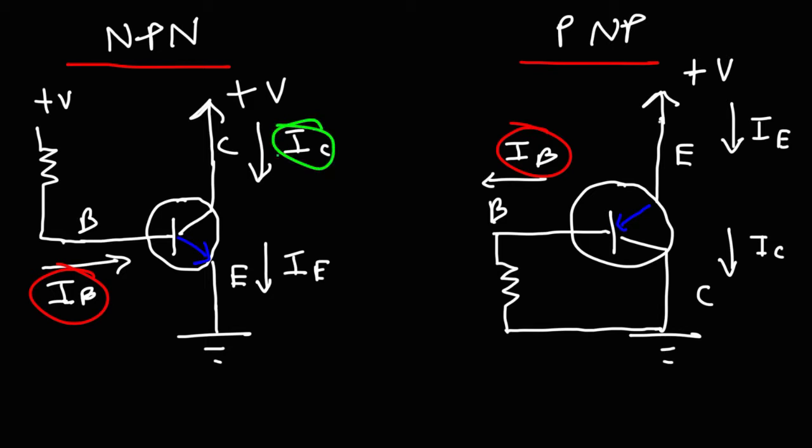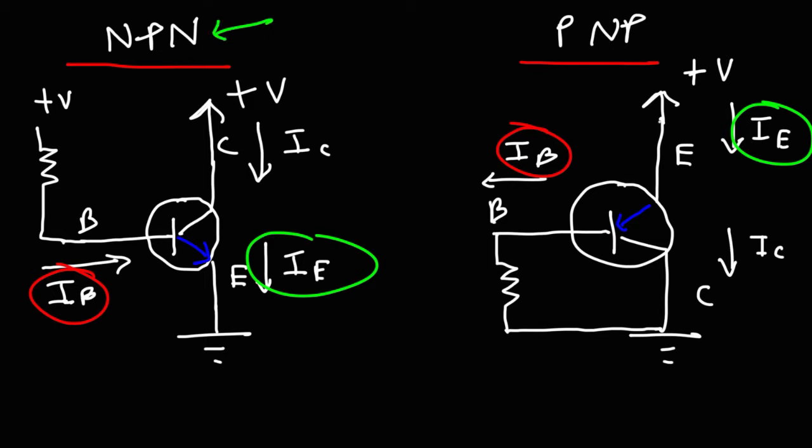As you can see, the collector current flows towards the transistor in an NPN type device, but in a PNP type device, it flows away from it. But the direction of the arrow always tells you the direction of the emitter current, whether you're dealing with an NPN or a PNP transistor. So those are some basic things you want to know about these two types of transistors. But for the most part, we're going to be focusing on the NPN transistor as part of our circuit analysis.